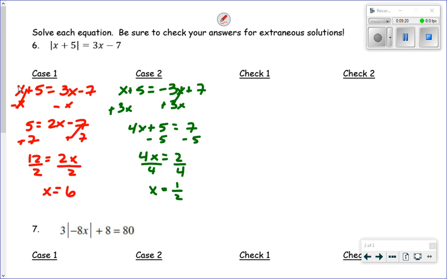Okay, so now we need to know, do I need to do a check step, or are those automatically my solutions? So remember, we do a check step when there's a variable on the right-hand side. So there's an x on the right-hand side, which means I definitely need to do my check step. Remember, when you do your check step, it goes back in the original problem with the absolute value bars there. So I'm going to plug in 6. 6 plus 5 equals 3 times 6 minus 7.